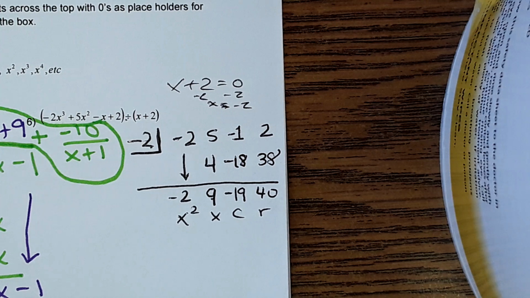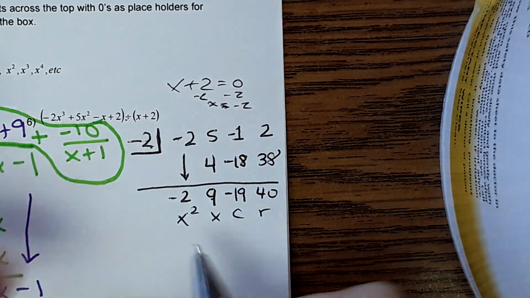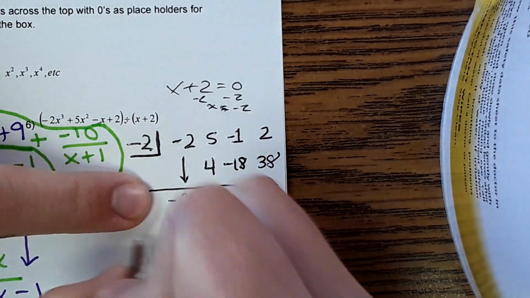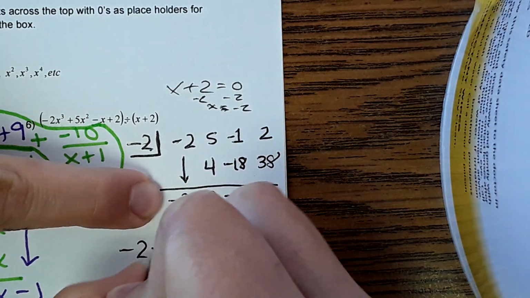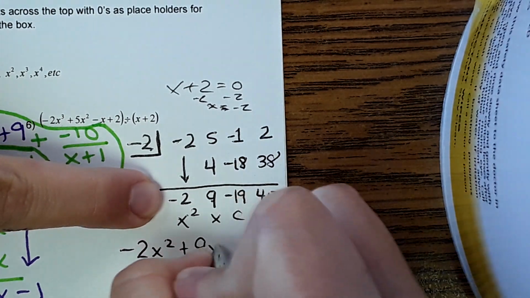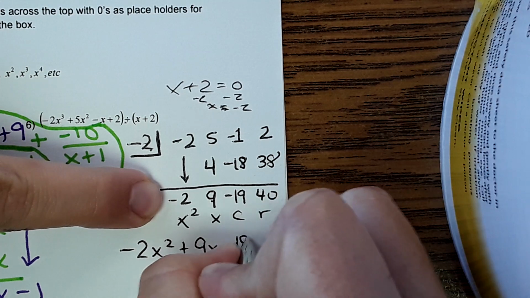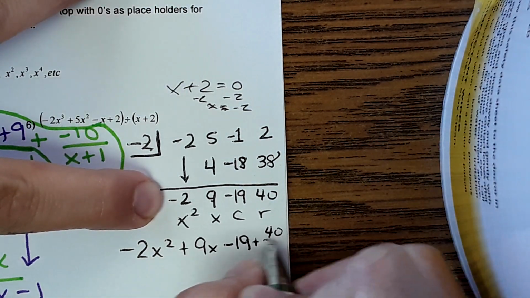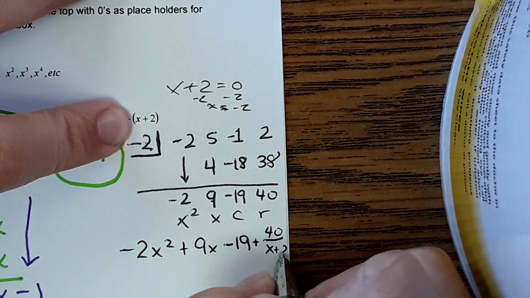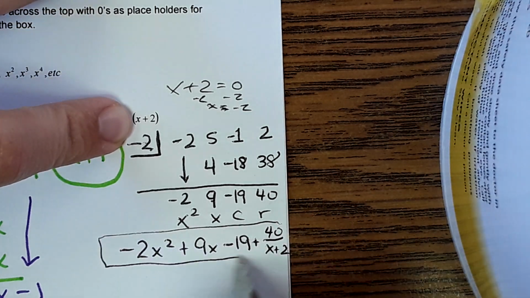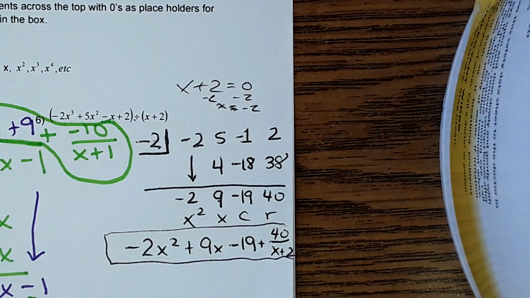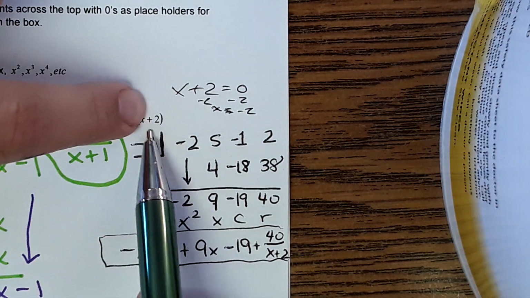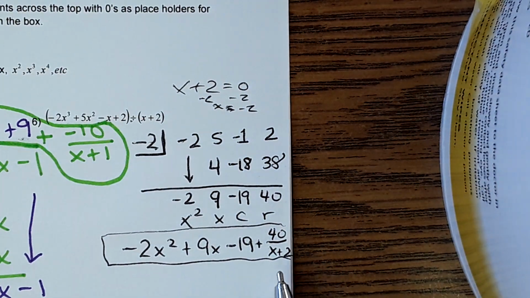Now what the heck did we solve for? Well, these are actually the coefficients now. So this would be negative 2x squared plus 9x minus 19, the constant, plus the remainder of 40 over x plus 2. So if we were to take this polynomial divided by x plus 2, this is the answer.